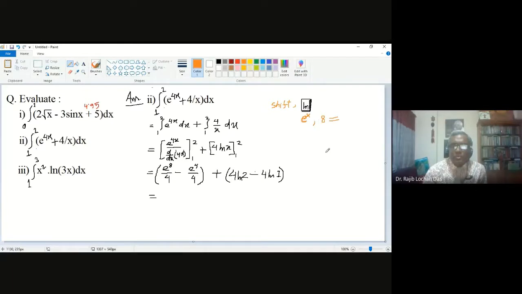Actually, e normally is 2.71. So 2.71 to the power 8 divided by 4, and then 2.71 to the power 4 divided by 4. That will be something a little big. So what is the answer?